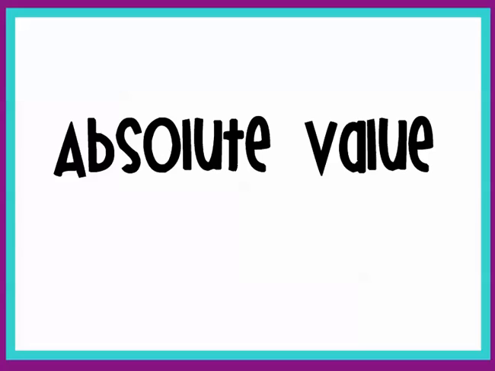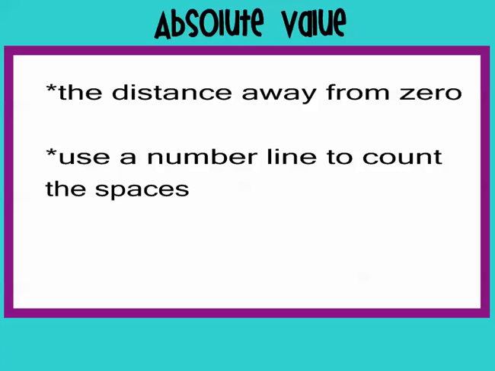In this lesson, I will explain how to find the absolute value of a number. The absolute value of a number is its distance away from 0. And we can use a number line to count the spaces between 0 and the number that we are considering to find its absolute value.